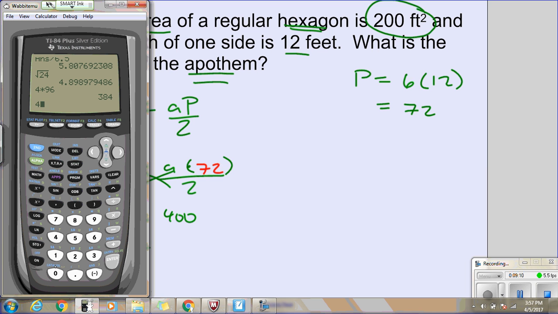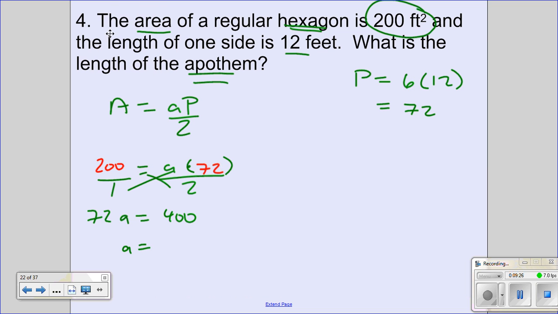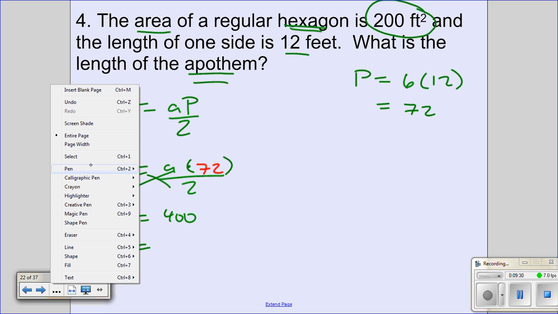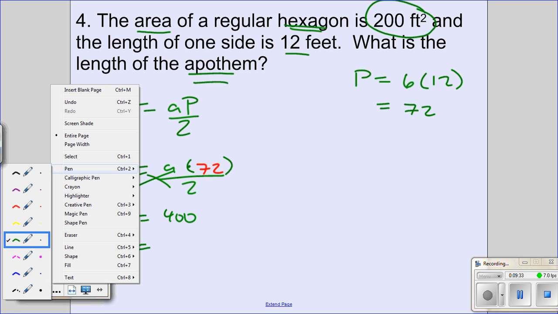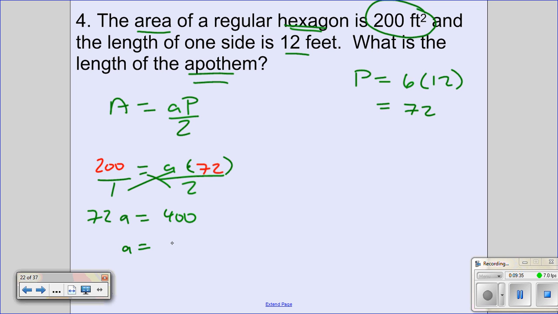So 400 divided by 72 is about 5.56. So my apothem is about 5.56 feet.